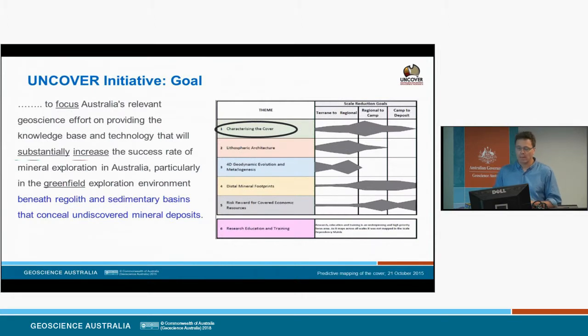And this brings me back then to this gap in our knowledge, essentially, brings us back to the Uncover initiative. And really this is about substantially increasing our success rate of exploring for minerals in greenfields exploration environments beneath regolith and sedimentary basins that conceal undiscovered mineral deposits. And a lot of what I'm talking to, there are 6 pillars of this research. I'm focusing on characterising the cover.